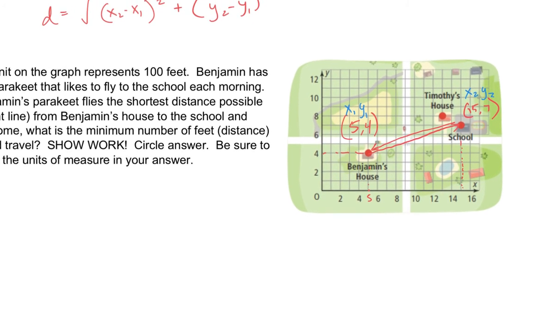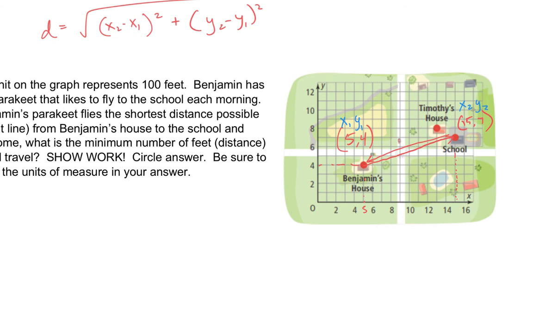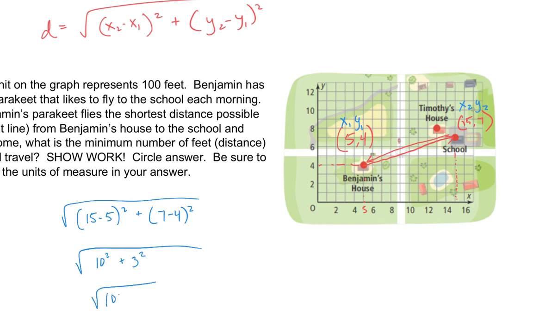So I'm just going to dump it in that formula. So we're going to do the difference of our x's. x2 minus x1, 15 minus 5 squared, plus the difference of our y's, 7 minus 4 squared. 15 minus 5 is 10, and 7 minus 4 is 3. So I get 10 squared, which is 100, plus 3 squared, which is 9. So I get the square root of 109.